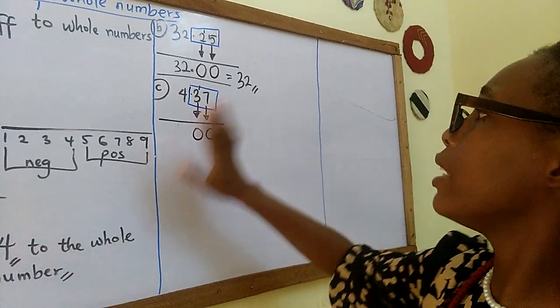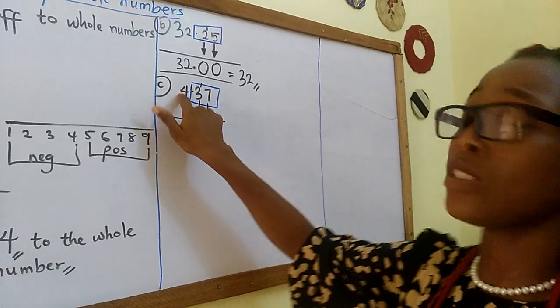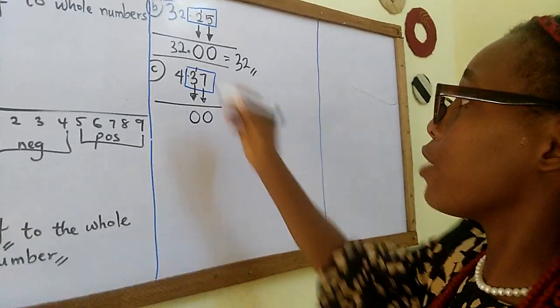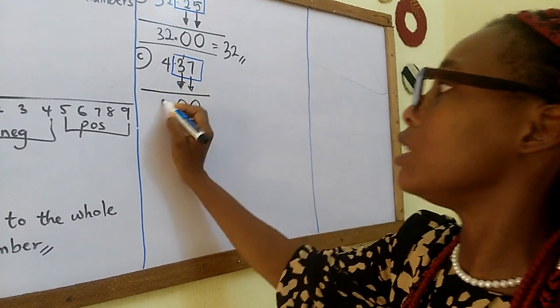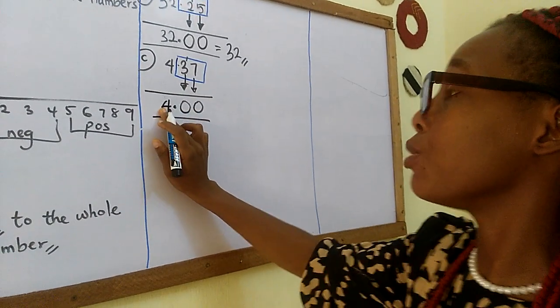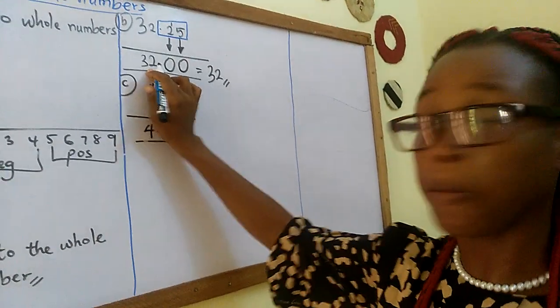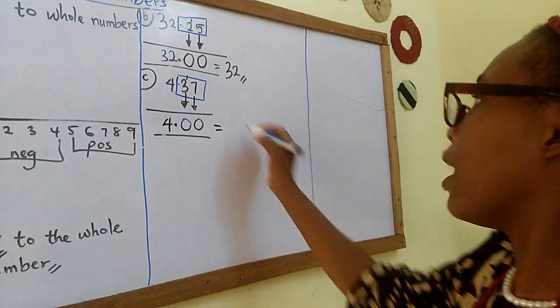Now because we cannot take 1 up, that means this number remains the same. So don't forget to put your point first, then write down this 4. This 4 doesn't change because it wasn't given 1 up here. So as a whole number, our answer is just 4.